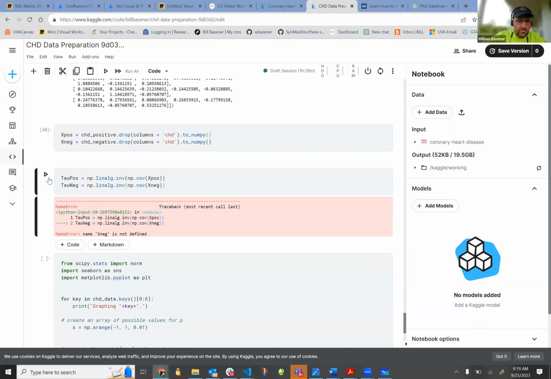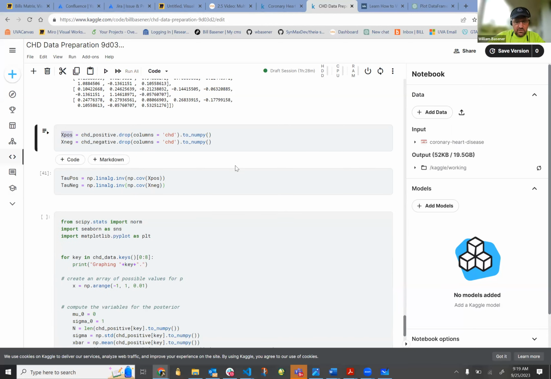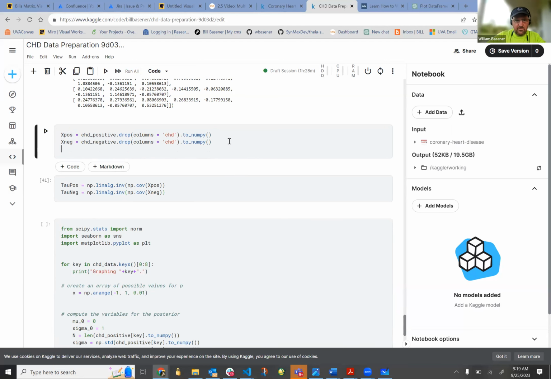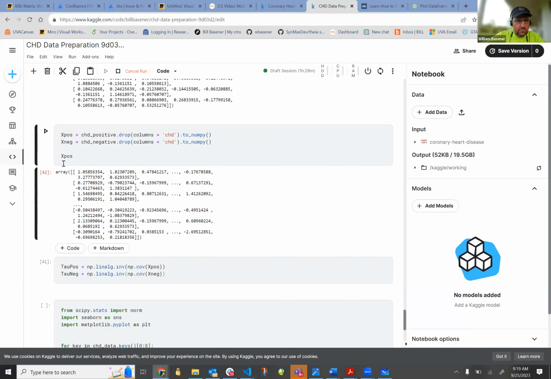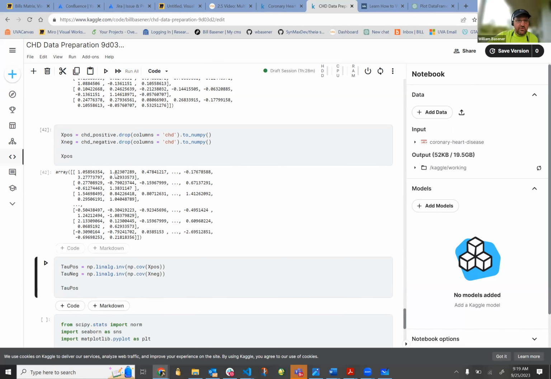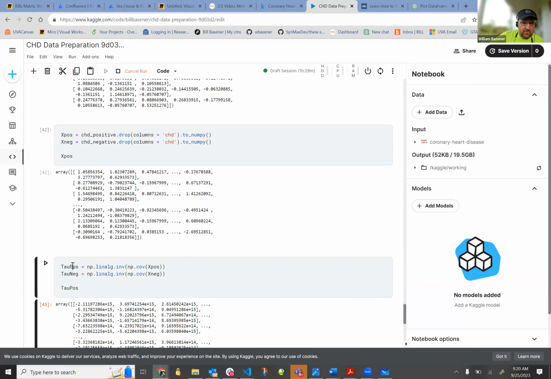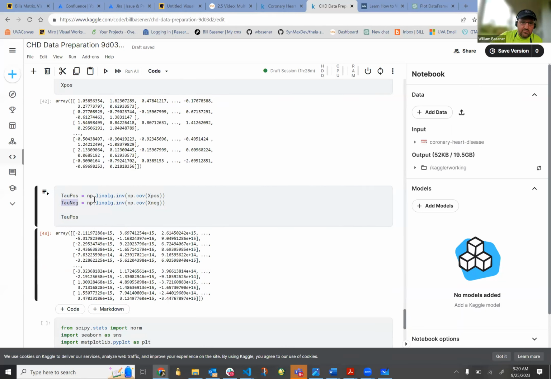Okay, so that computes those, and just to display something after it runs, here we're displaying the X positive data. And then after we run this, we compute the tau, which is a precision matrix, or the inverse of the covariance matrix, for those two different classes. And then we'll just display tau for the positive class.